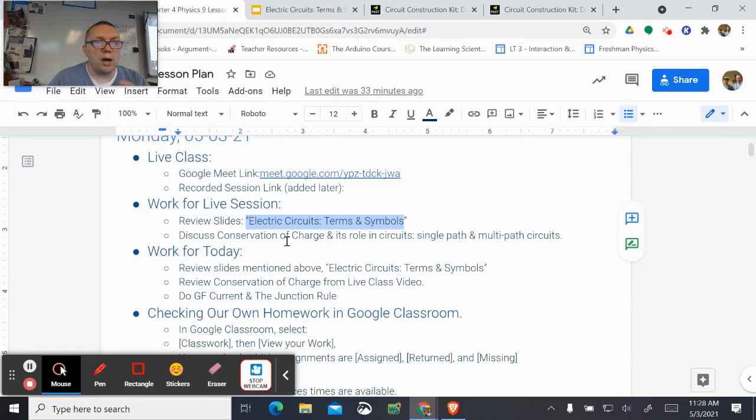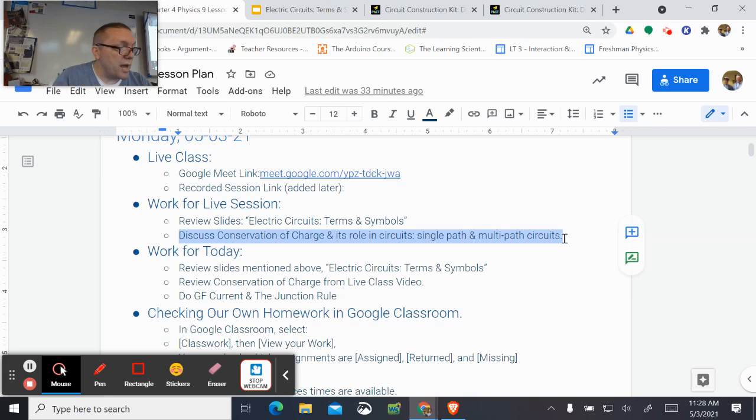We talked about how we would use conservation of charge and its role in circuits with a single and multiple path. So that's what we're going to talk about right now. And this is a part of what your Google form discusses, okay? So remember, conservation of charge.